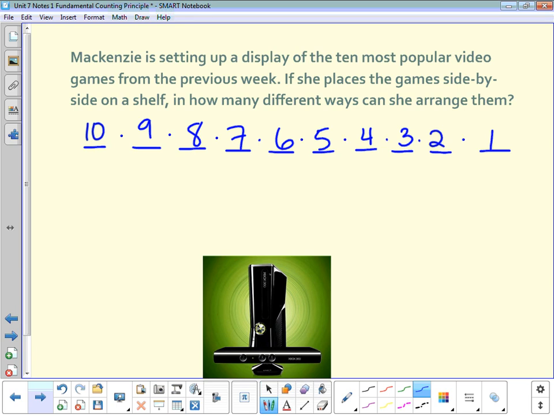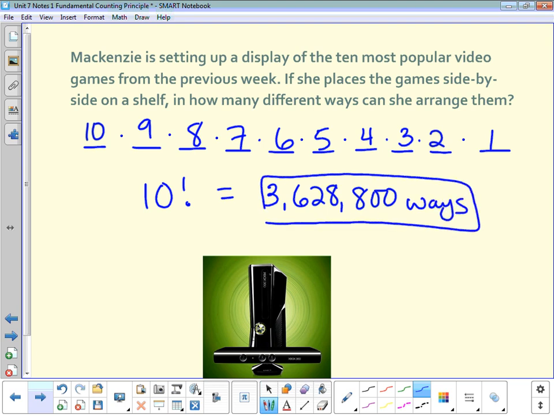So I take all of those and I'm going to multiply them, which again is 10 factorial. When we plug that into our calculator, we should end up with 3,628,800 different ways that we can arrange the video games.